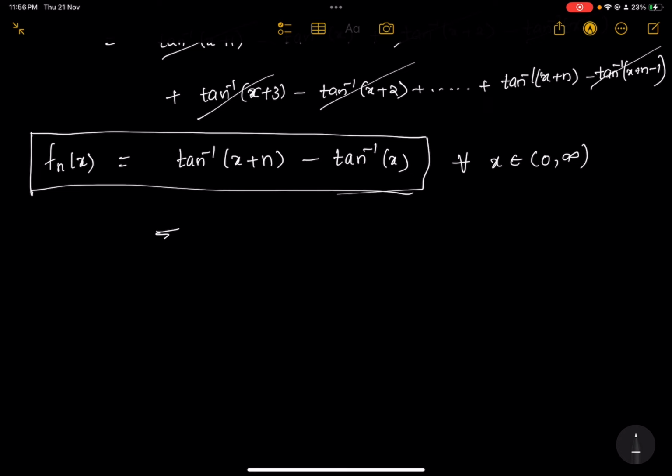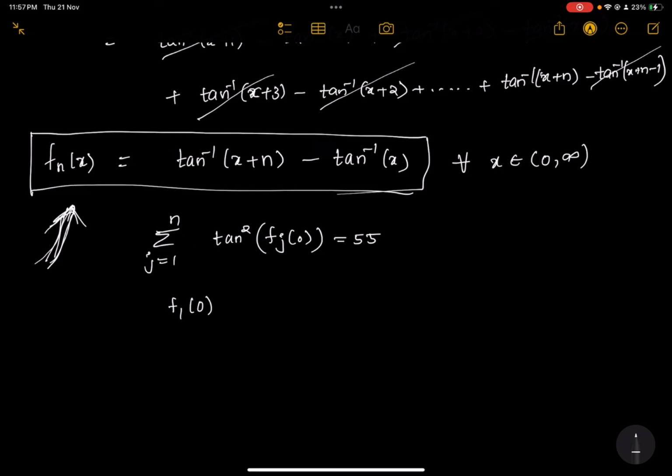If you check the first option, it is the sum from j equals 1 to n of tan square fj of 0 equals 55. Fj of 0 you can find out from this. If it is f1 of 0, you put n equal to 1 and x equal to 0 in this expression and you find out f1 of 0. Similarly f2 of 0, f3 of 0, all of that.